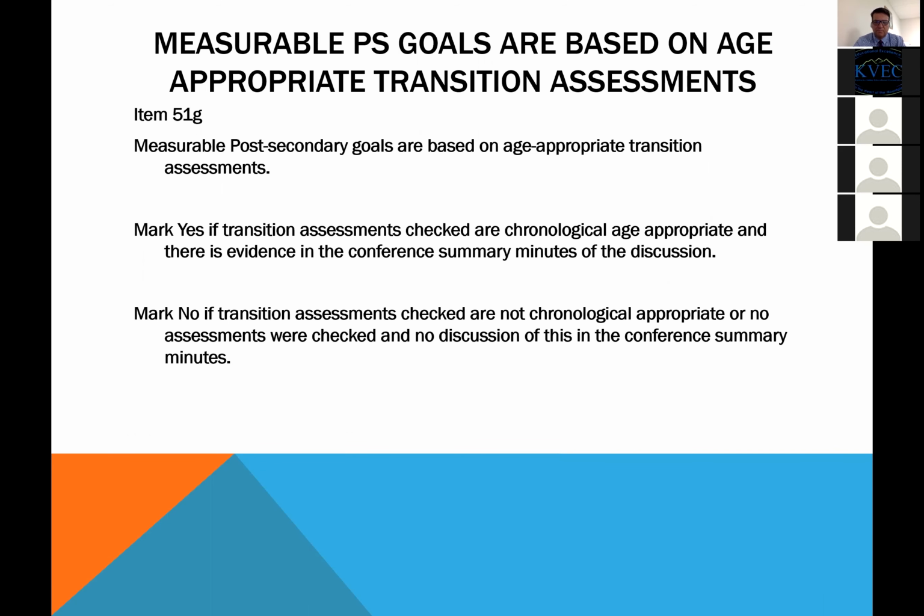Measurable post-secondary goals are based on age-appropriate transition assessments. So when you're looking at 51G, and again, the word assessment throws people off. This is the part where we're looking at student interviews, or we're looking at the ILP. We may be looking at parent interviews. We may be doing student surveys, whatever. And there are several of them listed in that box on the IEP. But we need to be doing something every year.